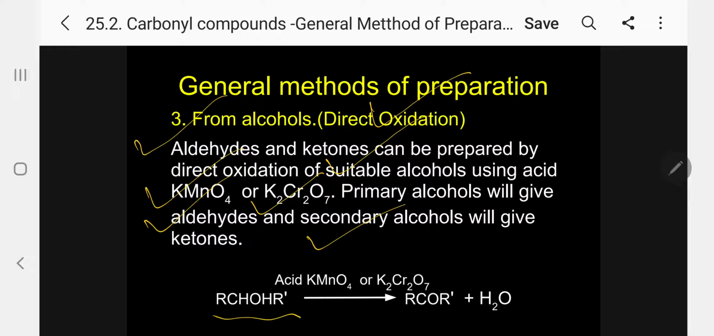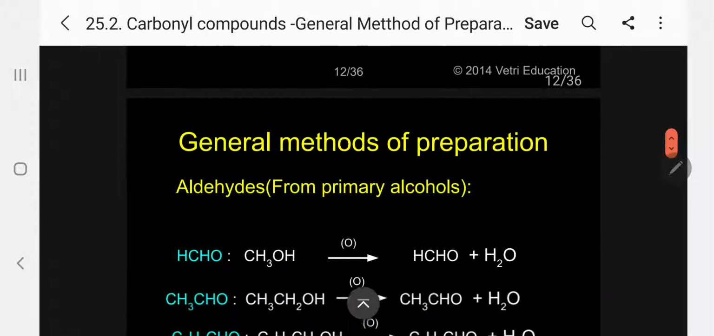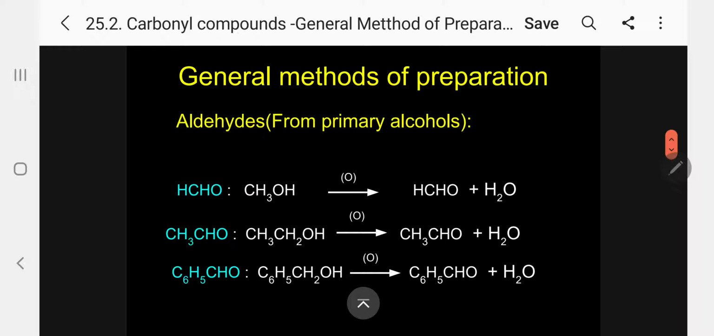RCHOR', with acidic potassium permanganate or acidic potassium dichromate, gives RCOR' and H2O. When R and R' equal H, it is formaldehyde. When R equals CH3 and R' equals H, it is acetaldehyde. So anything you can write from this. Kindly follow. Let me take specific examples under this.